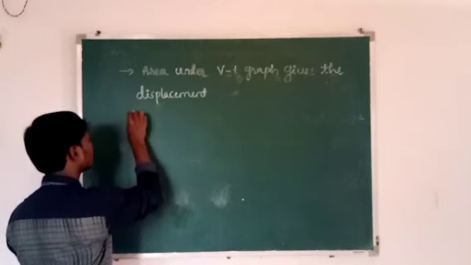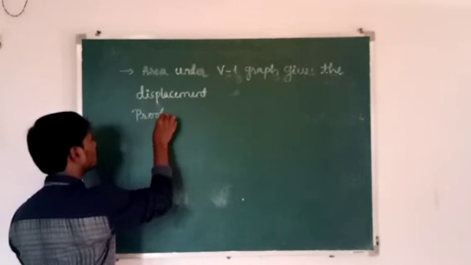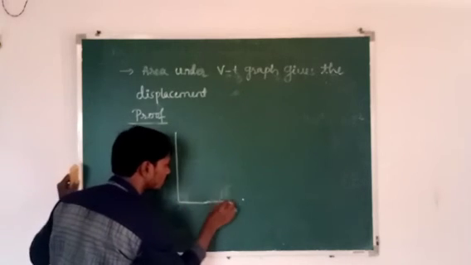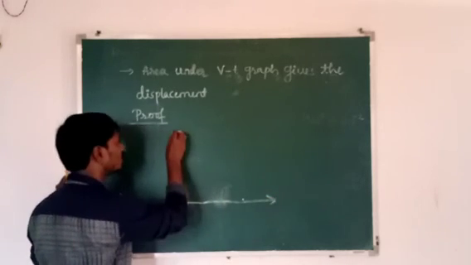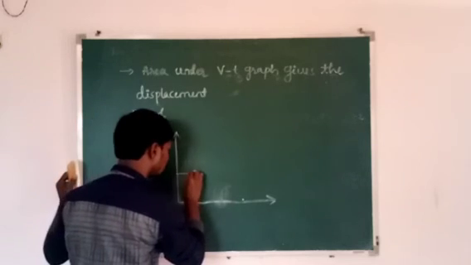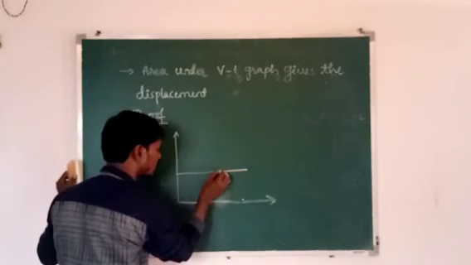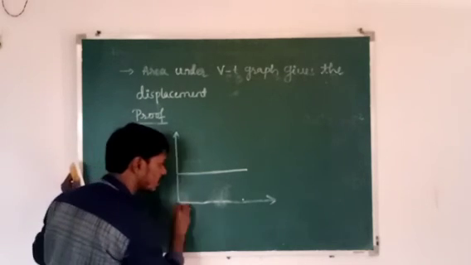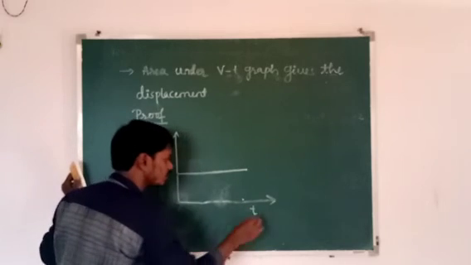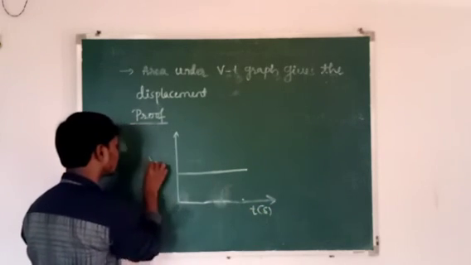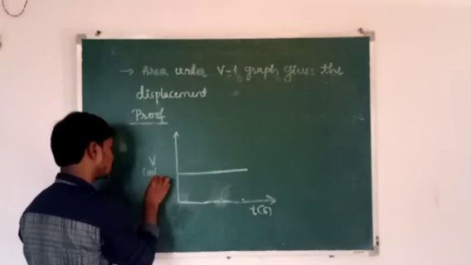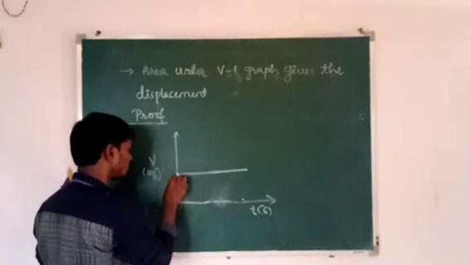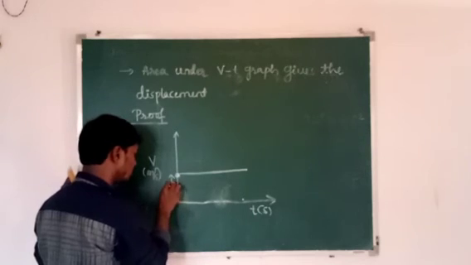What is the proof for this one? Let us plot the velocity versus time graph for the object moving with uniform velocity. Along x-axis we are going to take the time, and along y-axis we are going to take the velocity. Here I will take the velocity as v.